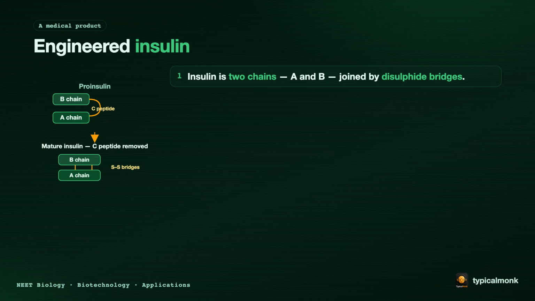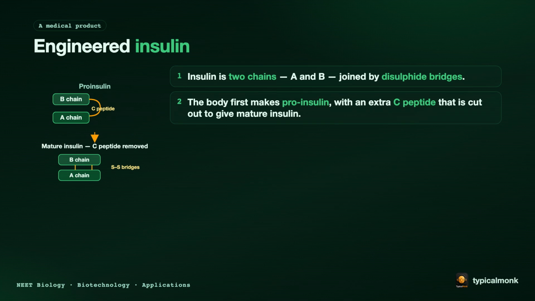Now, a life-saving medicine, genetically engineered insulin. Insulin is 2 chains, A and B, joined together by disulfide bridges. The body first makes proinsulin, which has an extra stretch called the C peptide. This is cut out to give mature insulin.